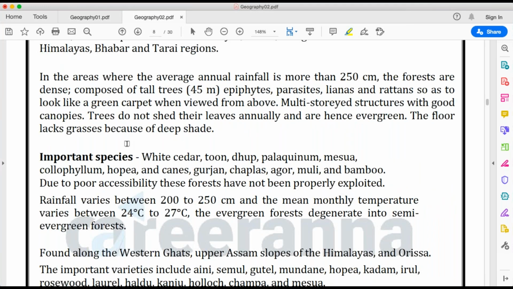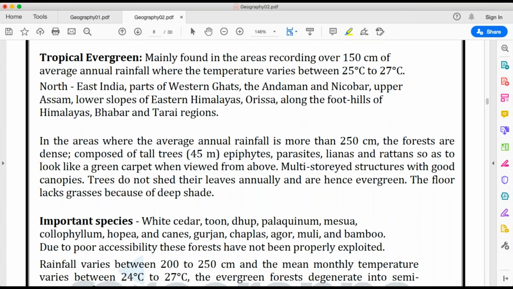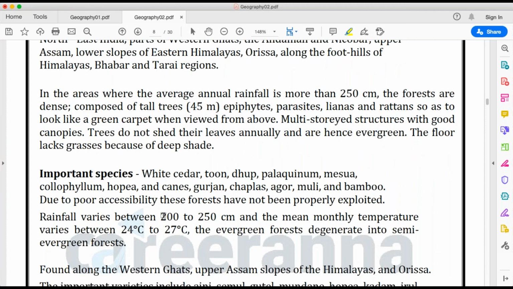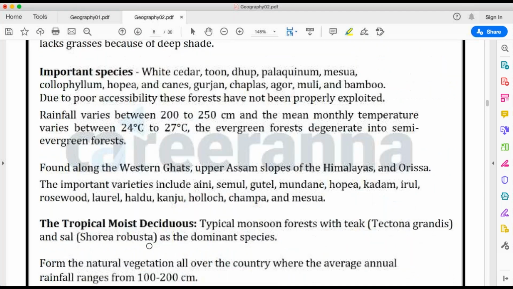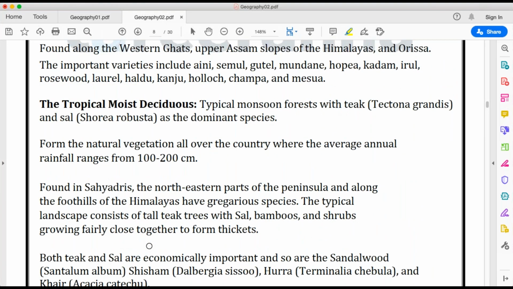For example, if I say important species of tropical evergreen forests, these are the important species you should remember. Similarly, about the tropical moist deciduous, you should be able to tell me the species.